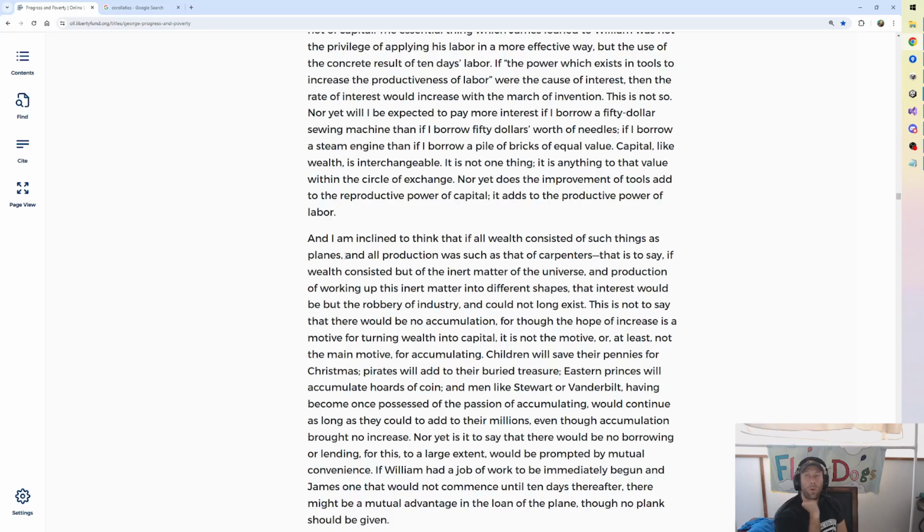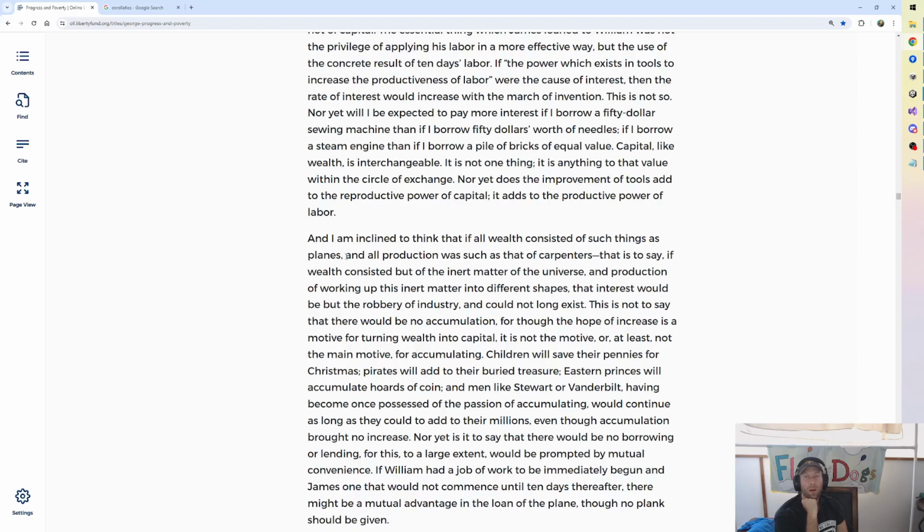If the power which exists in tools to increase the productiveness of labor were the cause of interest, then the rate of interest would increase with the march of invention. This is not so, nor will I be expected to pay more interest if I borrow a $50 sewing machine than if I borrow $50 worth of needles, or if I borrow a steam engine than if I borrow a pile of bricks of equal value.